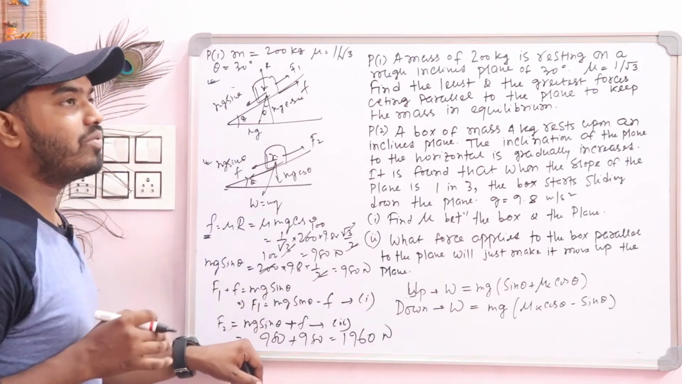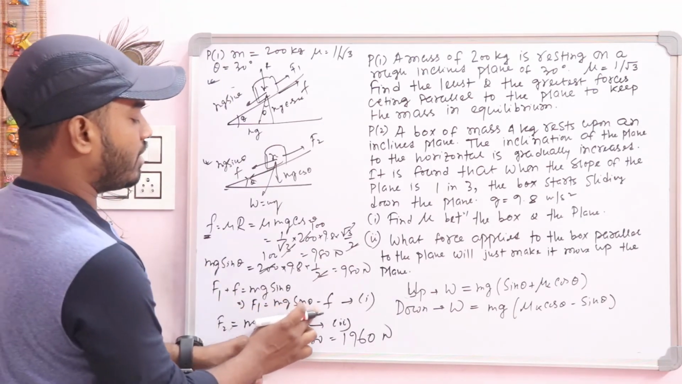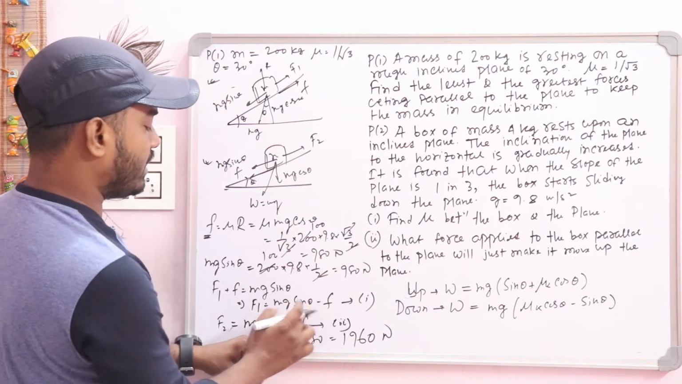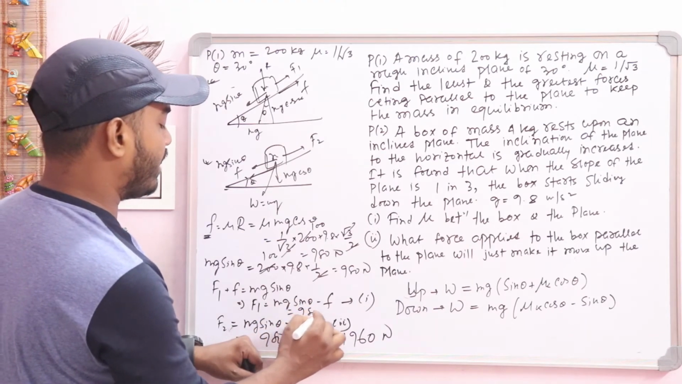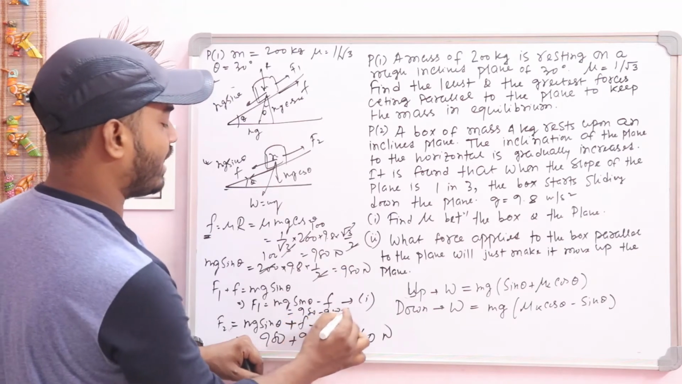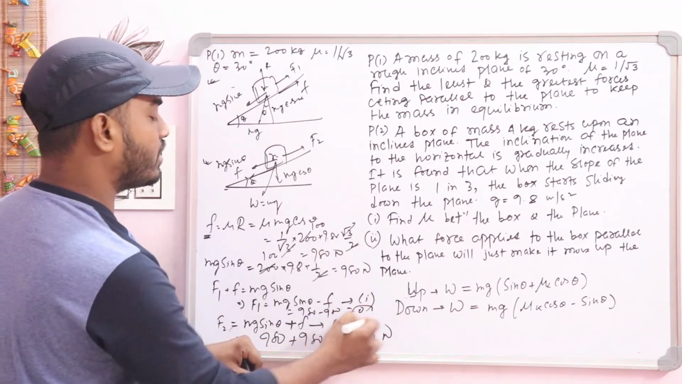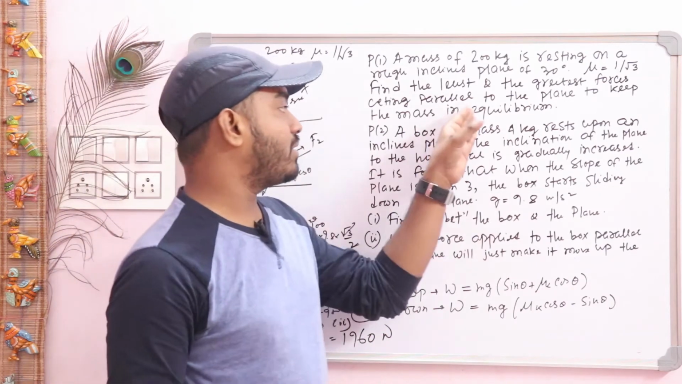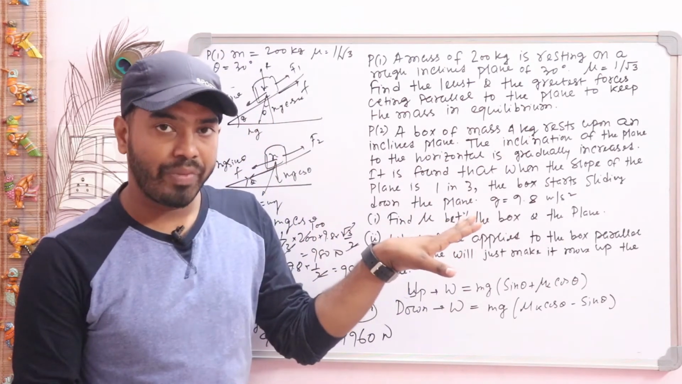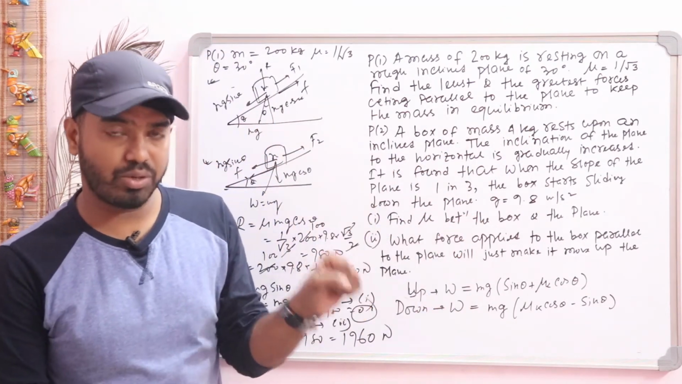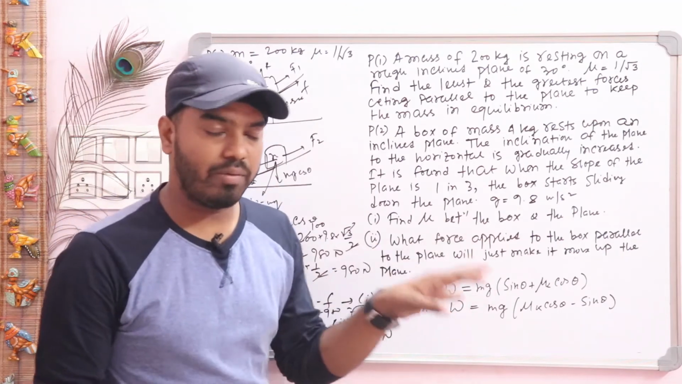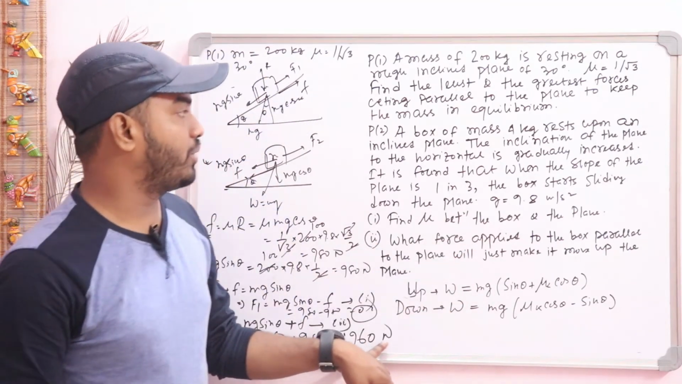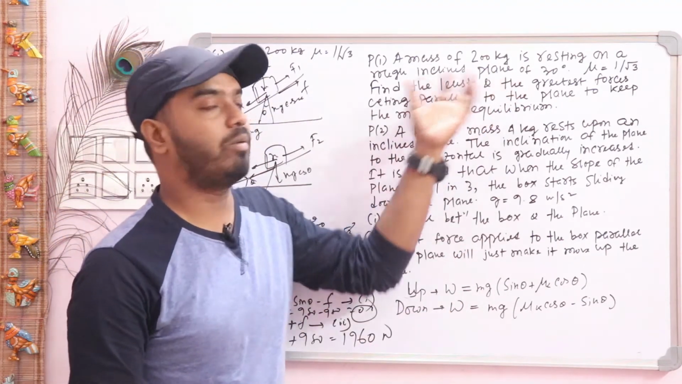And what is the minimum force? mg sin theta minus f, and mg sin theta is 980, and f is 980, so 980 minus 980. So the minimum force that is required to keep the mass in equilibrium is 0, and the maximum force required to keep the mass in equilibrium is 1960. So this is all about our problem number 1.